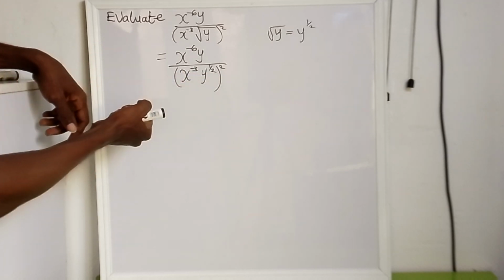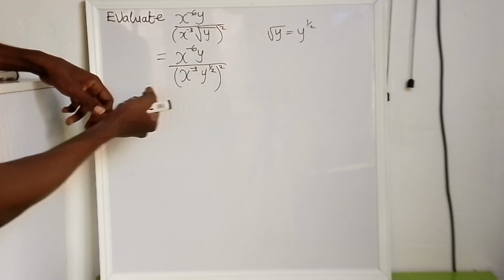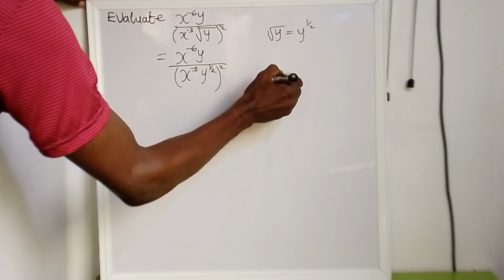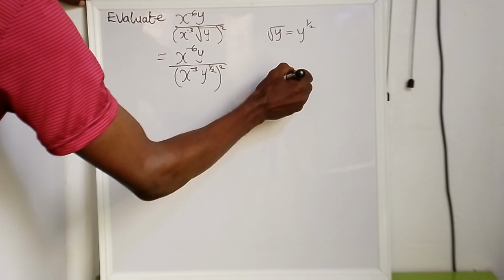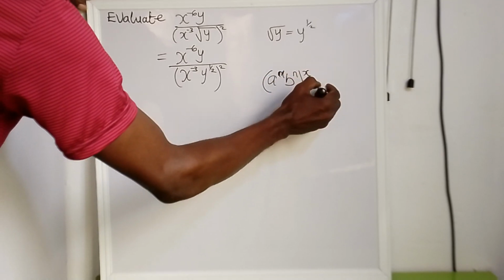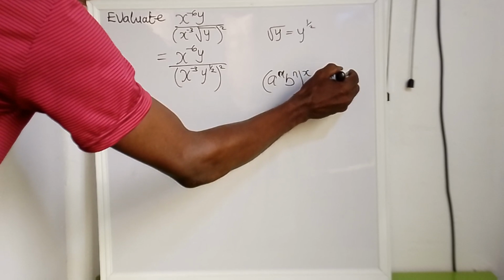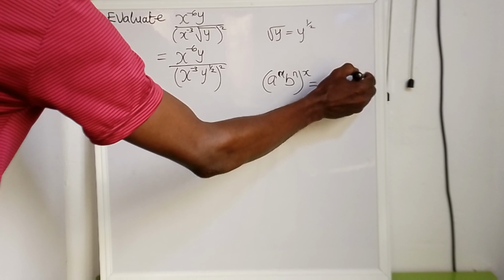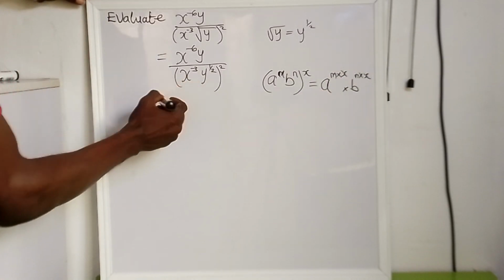And what kind of law is this? This is the product power law. In the product power law, if you have A^m B^n all raised to the power of x, this will be equal to A^(m times x), then B^(n times x). That's it. So that's what we have to do for the denominator.